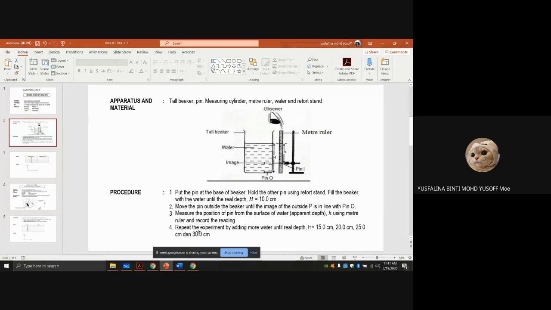And then this is the compulsory sentence. This should be the last one. Repeat the experiment by adding more water until real depth H becomes 15, 20, 25 and 30. Make sure you have at least 5 sets of readings. So 1, 2, 3, 4, 5. This is the minimum. If you want to put until 35, 40 is okay, but the minimum must be 5 sets of readings.